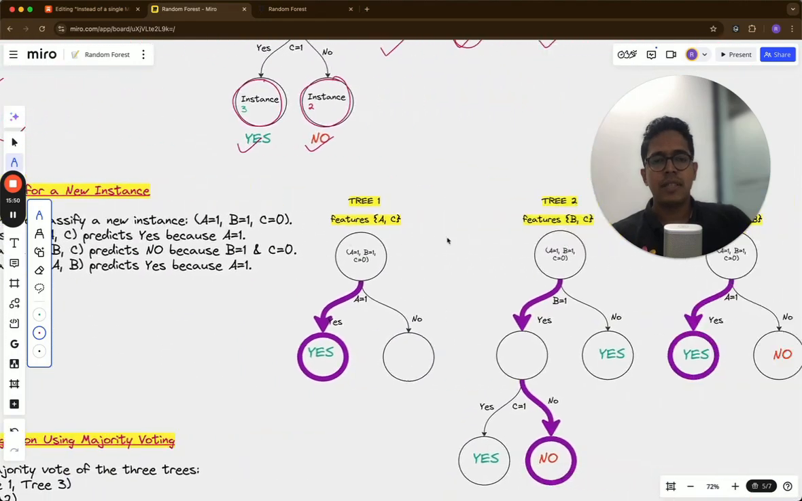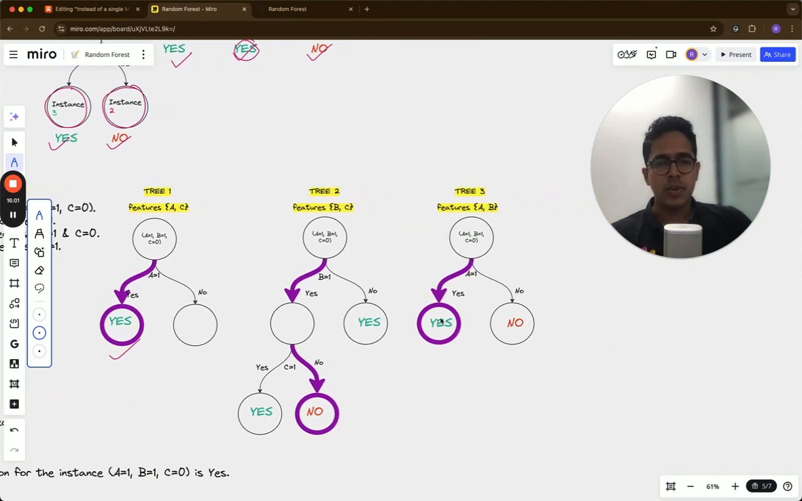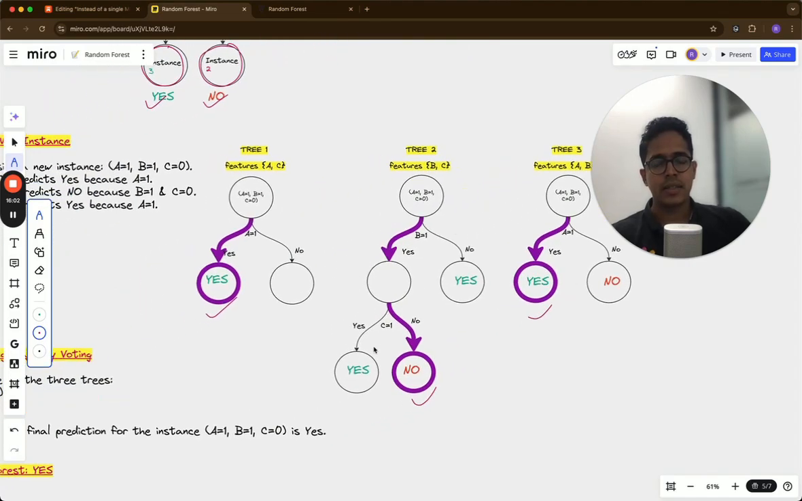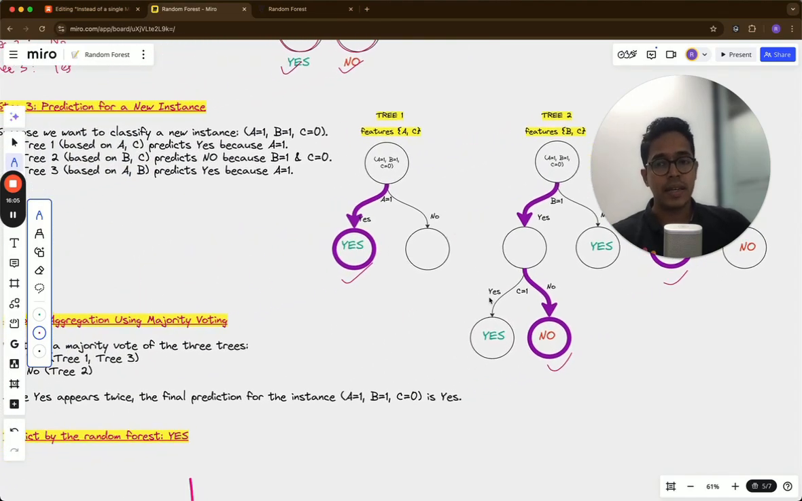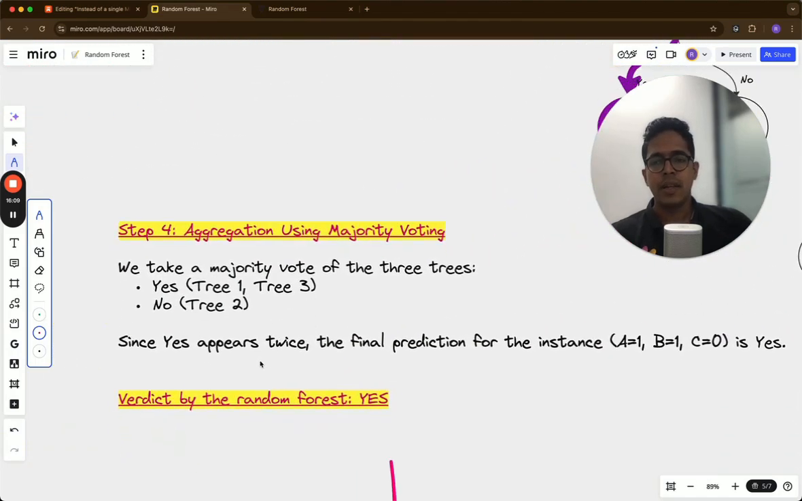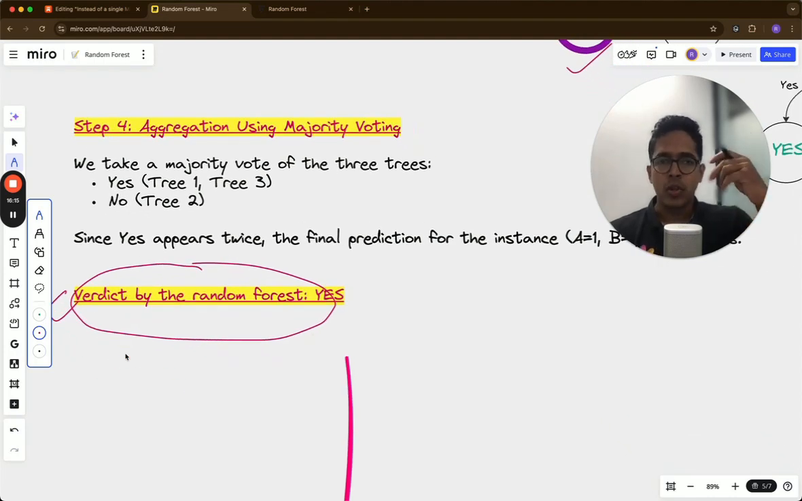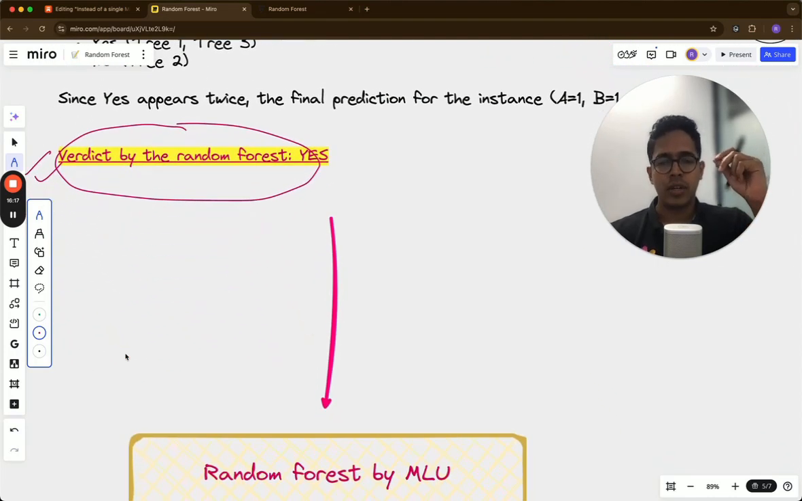So I have just denoted the branches that made the decision. For tree 1, this was the branch that made the decision for yes. For tree 2, this is the way in which it reached the decision no. For tree 3, this was the way it reached the decision yes. So yes, no, and yes. So yes survives. So the final aggregate majority voting result is that the verdict by the random forest is yes, right? So this is a very simple numerical example using which you can understand how a random forest works.